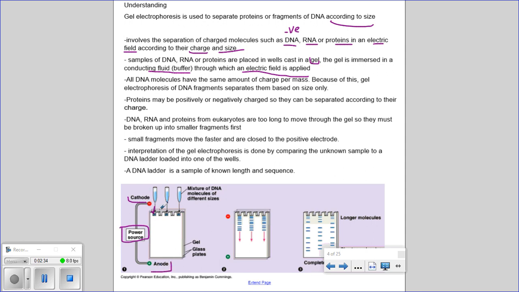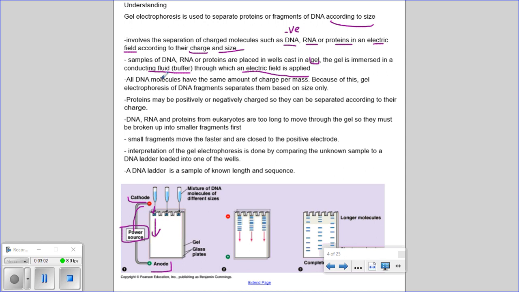You'll create a negative charge at that anode. So you'll have all these electrons flowing to the anode, creating that negative repulsion that will cause these fragments of DNA, RNA, or proteins to move away, because they have an overall negative charge, so they're going to be repulsed by that negative charge, and they will move through that gel, which is porous in nature.